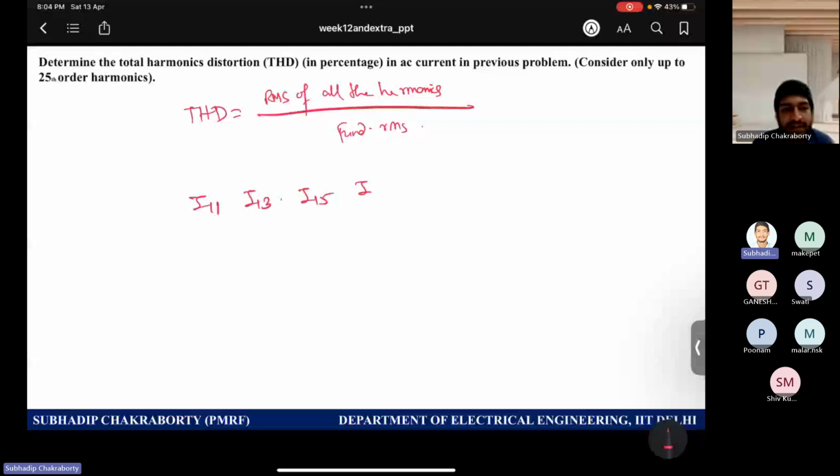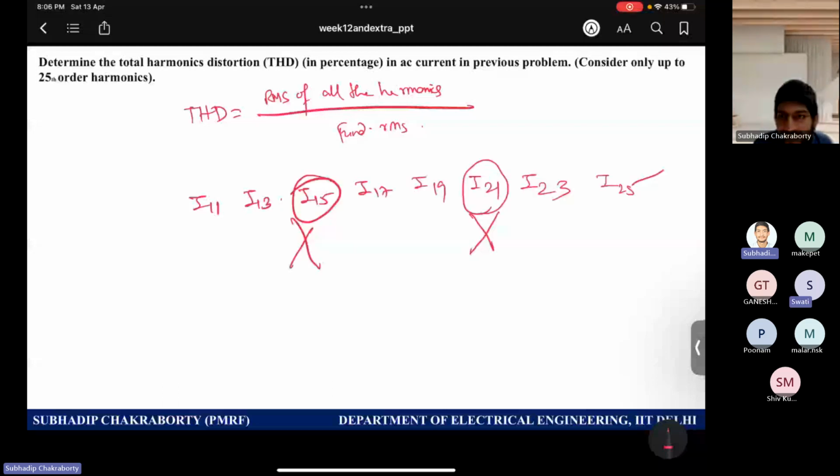I21. I hope the screen is visible, right? Because on my screen it is lagging. Can you see I21, I23, all those things? It's lagging, but it's visible. So now it is coming.